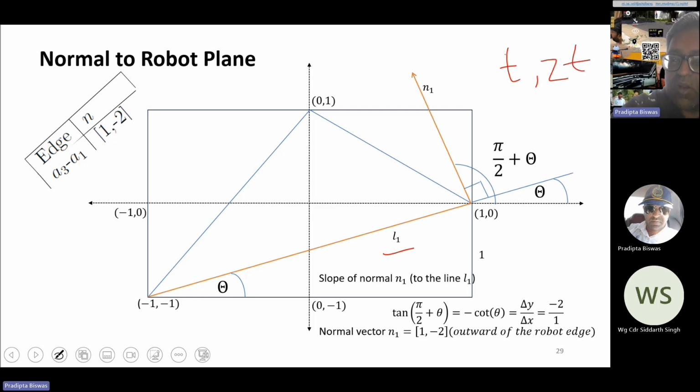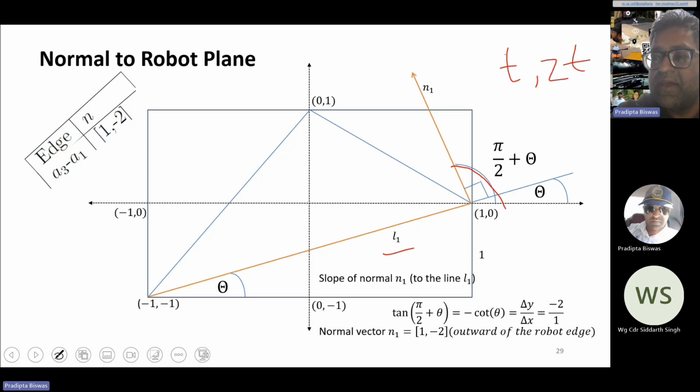And then the equation of the normal, you can see this angle will be pi by 2 plus theta. So if I consider the normal just as another vector, I can find the slope as tan(pi by 2 plus theta), which will be minus cot theta.